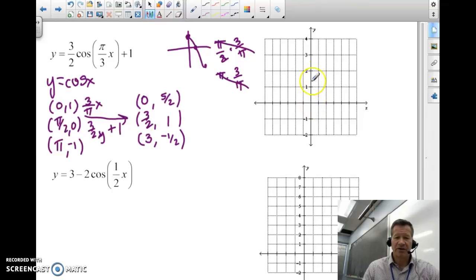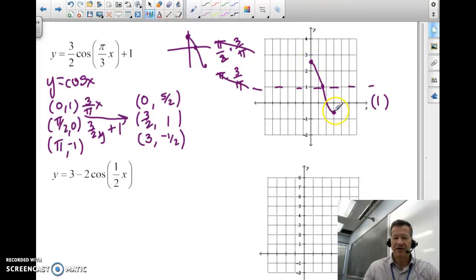So let's plot these points. 0, 5 halves, which would be about 2.5. 3 halves, 1. I'm using a scale of 1 here. You could have used a scale of 1.5 if you wanted to. That way you could go every line. 3, -1 half. Notice the equilibrium, which is a good idea to mark, is right about there. And I'm going to go from max to 0 to min.